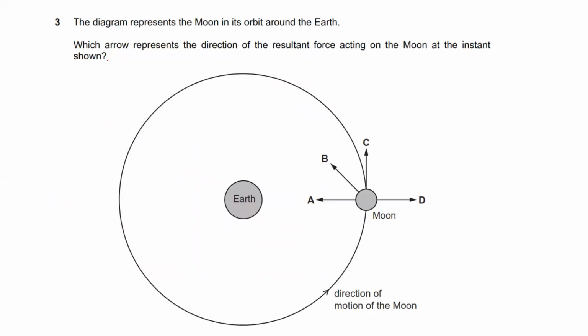Next question. It says the diagram represents moon in its orbit around the earth. Which arrow represents the direction of the resultant force acting on the moon at the instant shown? So remember, if an object is moving in a circular path, the resultant force on this object is towards the center. So the right option is A, and that force is also called centripetal force.